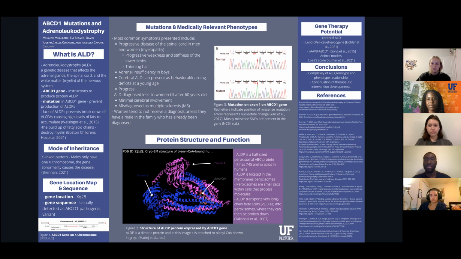So in conclusion, the complexity of the ALD genotype and its relationship with the phenotype is of great interest in science because just the mutations in the ABCD1 gene can cause a wide variety of phenotypes. And this is important because there needs to be a continuation of therapeutic interventions because this will help improve the quality of life for those that have X-linked ALD.